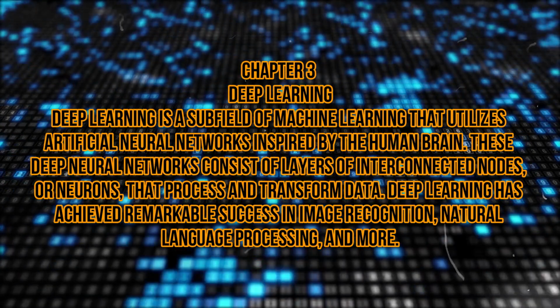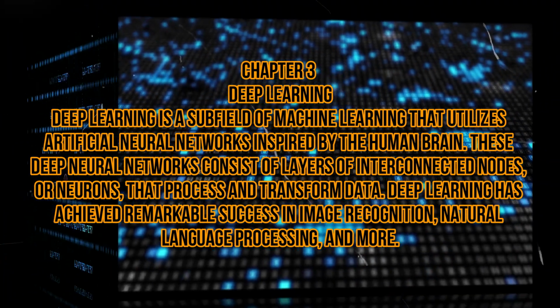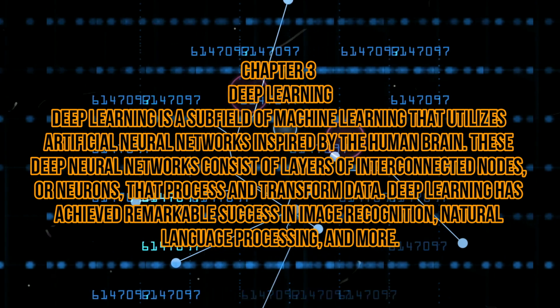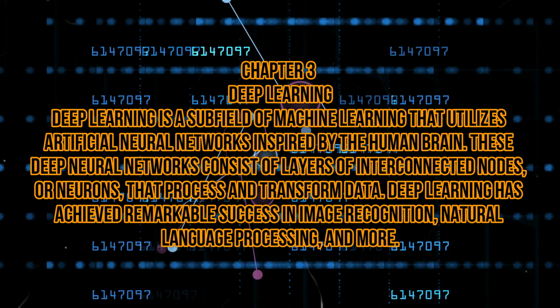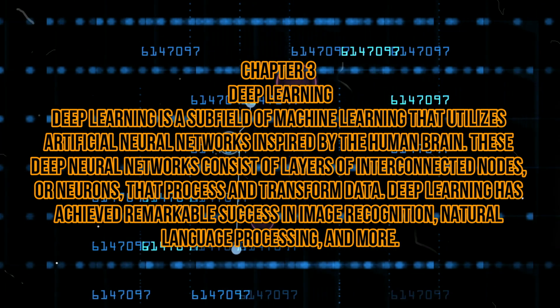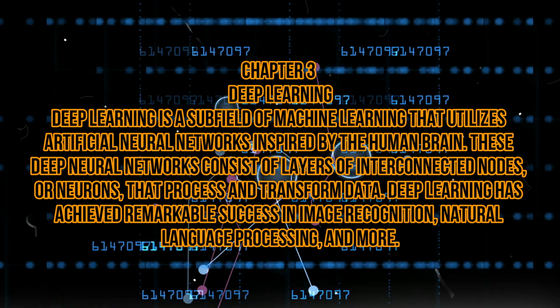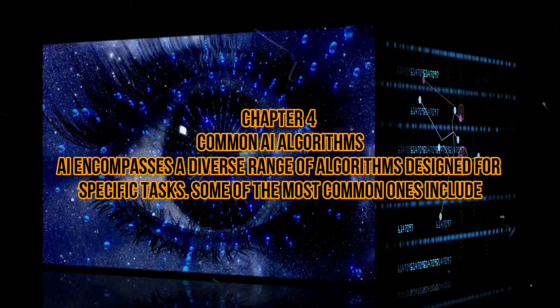Chapter 3: Deep Learning. Deep learning is a subfield of machine learning that utilizes artificial neural networks inspired by the human brain. These deep neural networks consist of layers of interconnected nodes, or neurons, that process and transform data. Deep learning has achieved remarkable success in image recognition, natural language processing, and more.